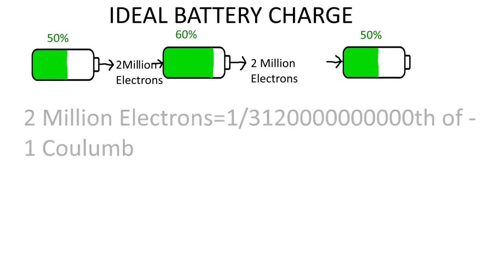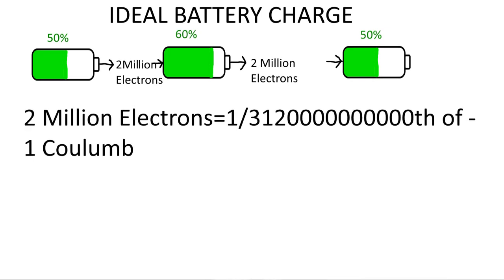2 million electrons is 1312000000000. That's a big number, but it's really 1 divided by a big number, so it's actually incredibly small per part of 1 coulomb. So 2 million is a tiny, tiny piece of a coulomb, right?